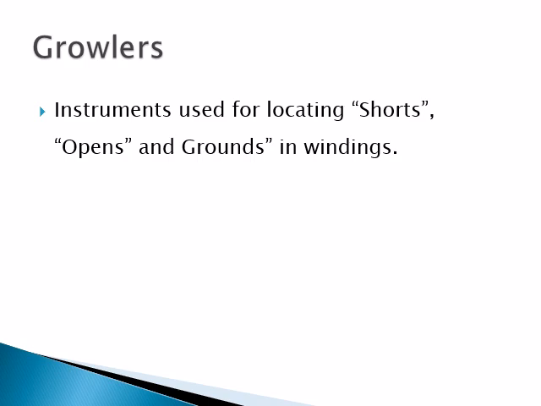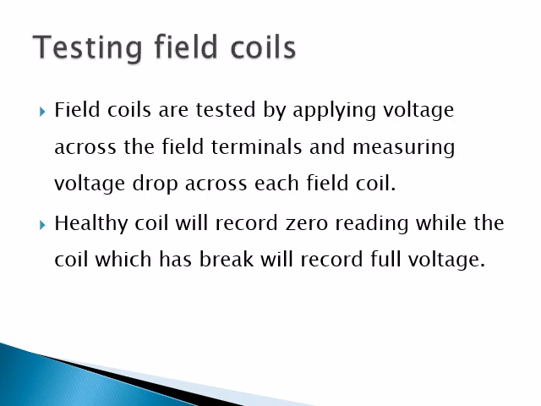in the windings. Next test is about the testing of field coils. The field coils are tested by applying voltage across the field terminals and measuring the voltage drop across each field coil. When measuring that voltage, a healthy coil will record zero reading while the coil which has a break will record full voltage. So this is the testing of the field.